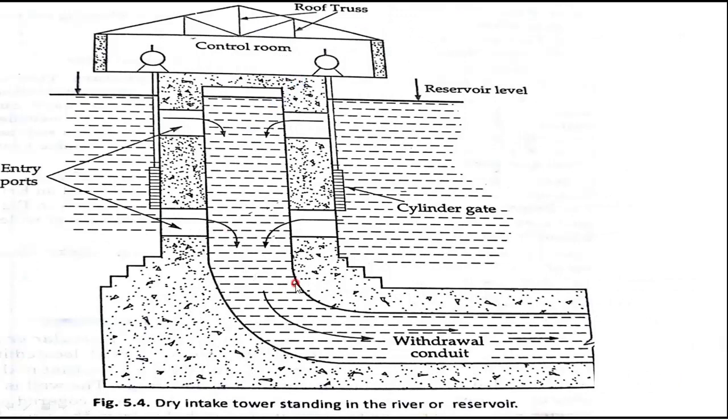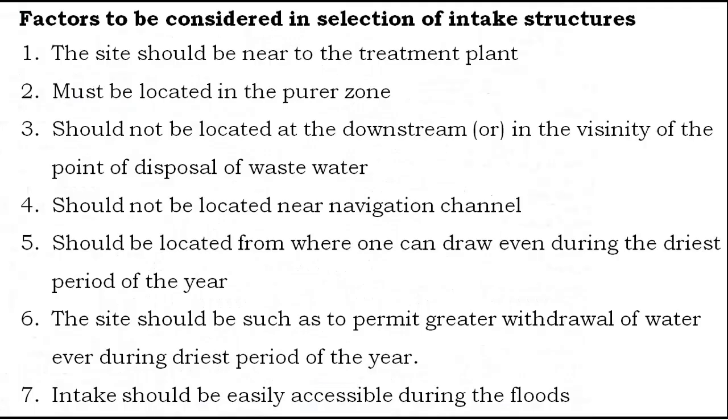The second one is a dry intake structure. Dry intake structure means it is not completely dry. It is also inside the water only, it will be wet only, but it is a dry intake structure. Why? Because compared to that one, now you can see here the water is directly entering the inside chamber, and the water that entered the chamber will directly go to the withdrawal conduit, and from there to the treatment plant. This is the small difference between the wet and dry intakes. This is all about intake structures.